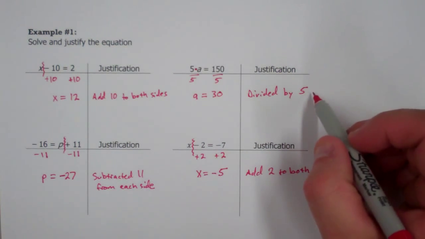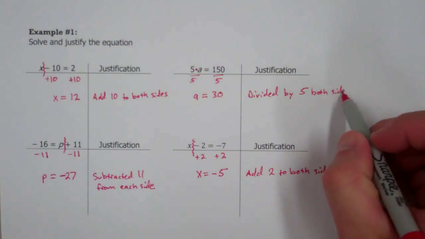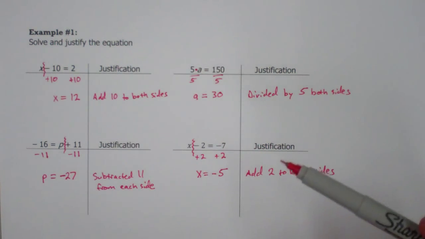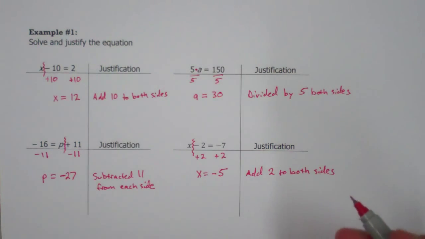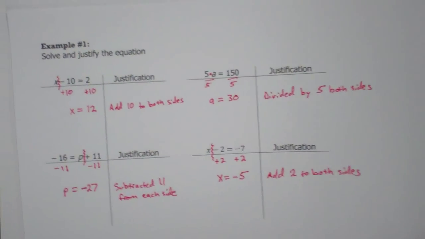I should have put divided by 5 to both sides up here, so please make a note of that. You've got to do your division or your addition or subtraction or multiplication to each side of the equal sign. We've got a few left to do here for example 1.